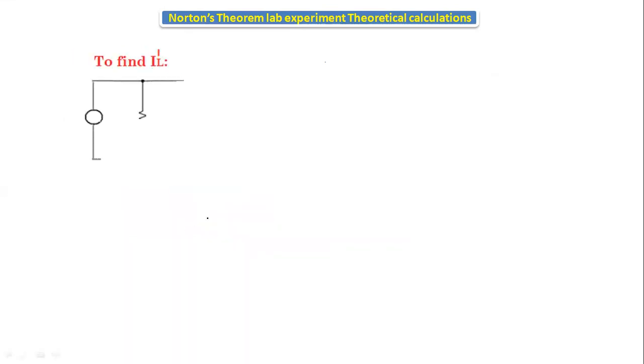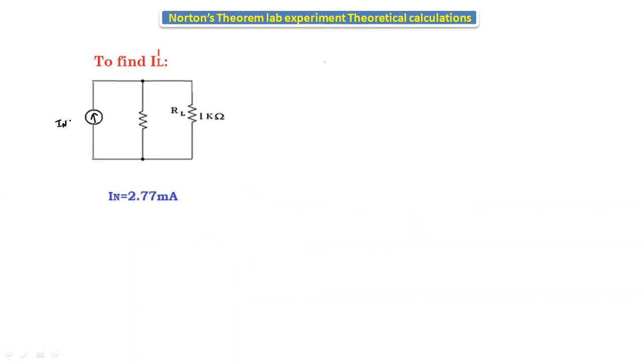Next, to find out IL dash. Now let's find out IL dash for IN equal to 2.77 milliamps. This is the current source, that is IN, equal to 2.77 milliamps, connected in parallel with Rn. Rn value we got is 2.7 kilo ohms. Here we have to find out IL dash in this branch.